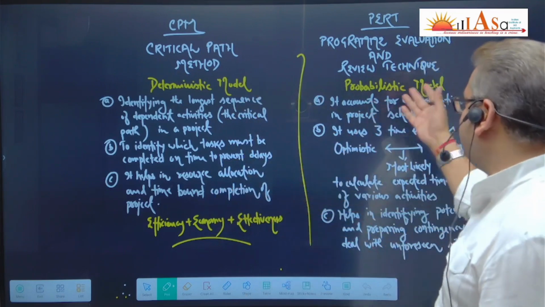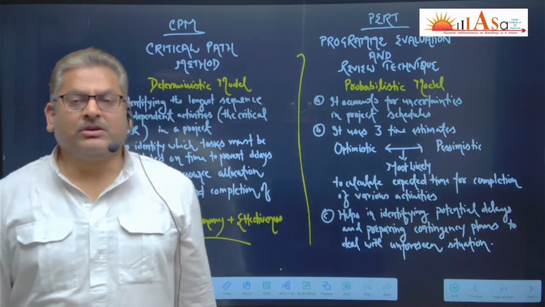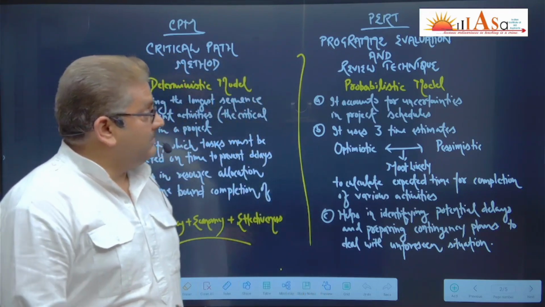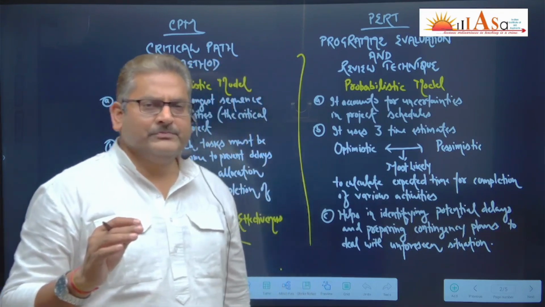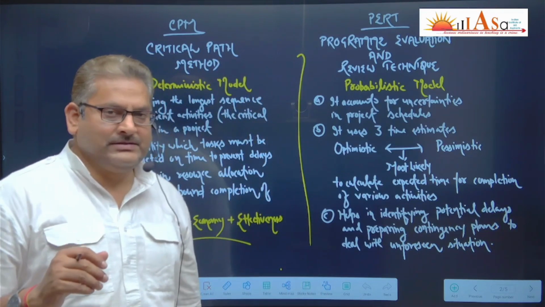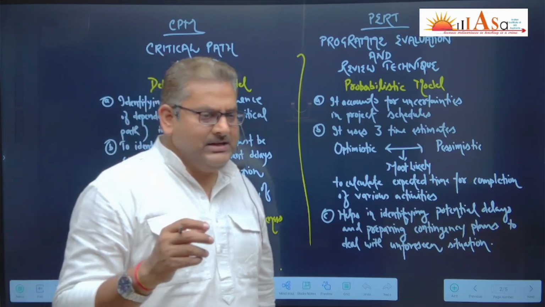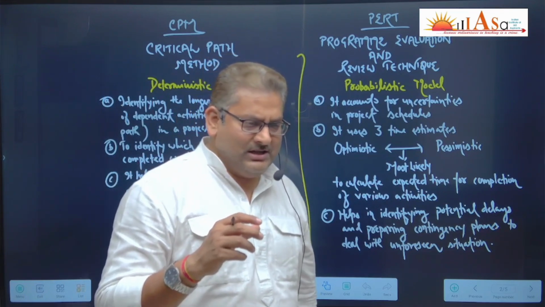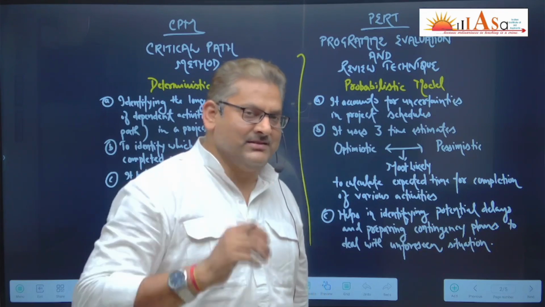And then you have the second tool, that is Program Evaluation and Review Technique, PERT. It is a probabilistic model. It is not deterministic, it is a probabilistic model. It anticipates and examines what kind of delays might take place. PERT is a model which focuses mainly on uncertainties.